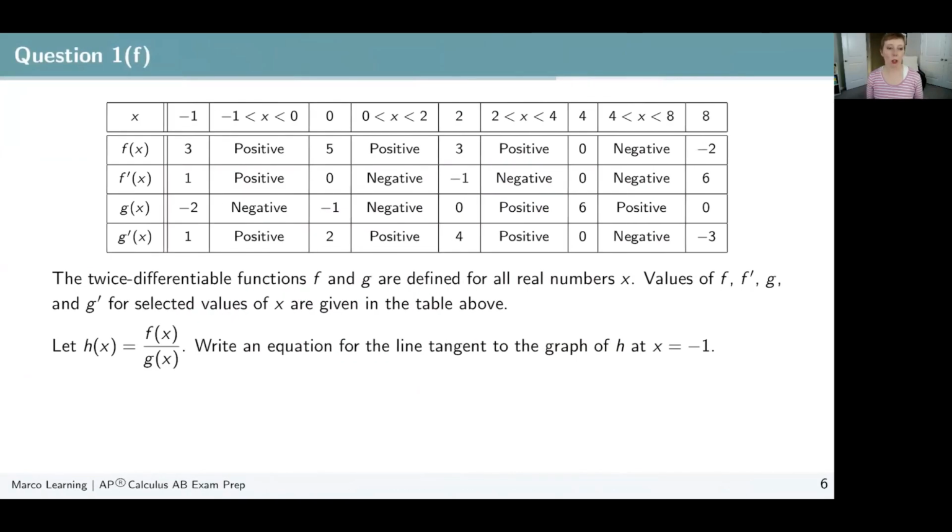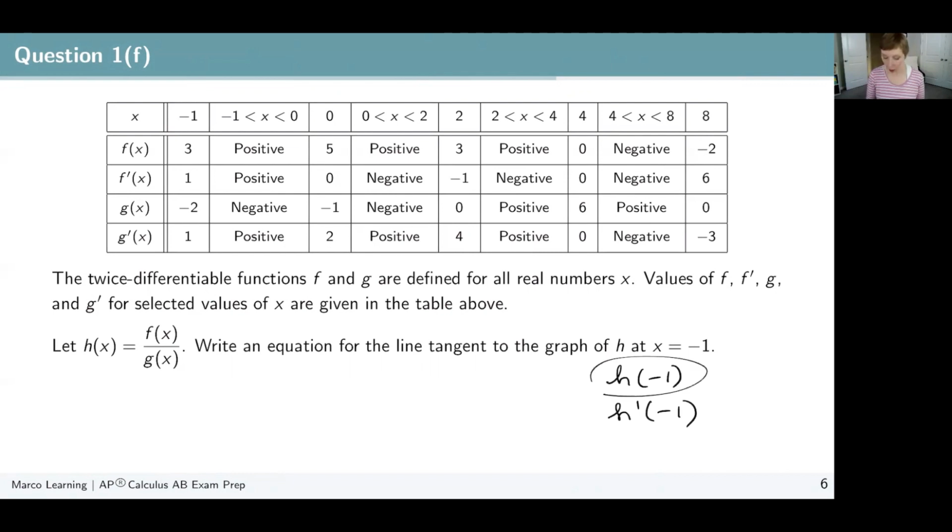Now, the last part of question number 1 says, let h of x equal f of x over g of x. So they're introducing yet another function. Write an equation for the line tangent to the graph of h at x equals -1. We want to write the equation of a tangent line for the function h at x equals -1. And so when you're asked to find the equation of the tangent line for h at x equals -1, you need two things. You need h of -1 and you need h prime of -1. We need both of those things in order to write the equation of our tangent line.